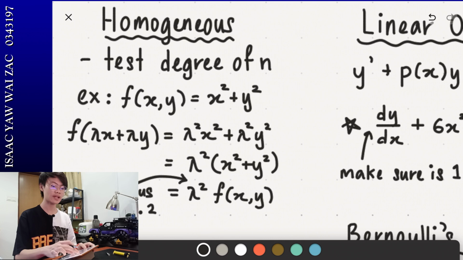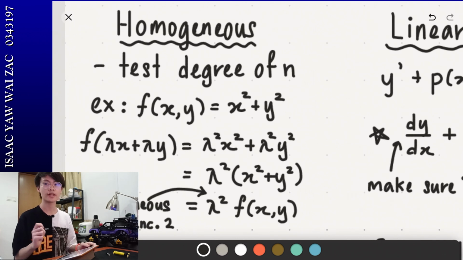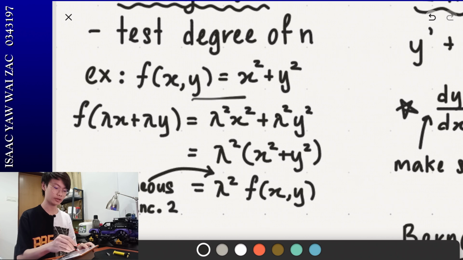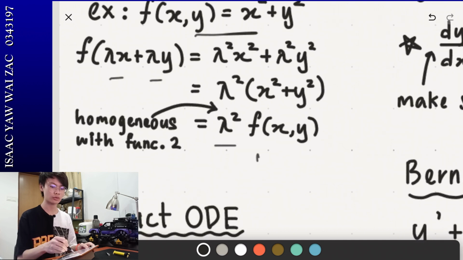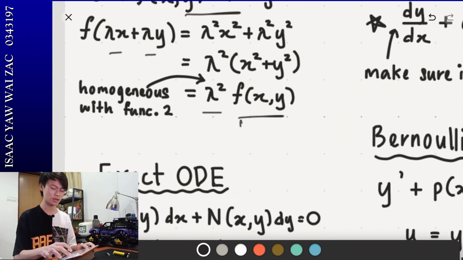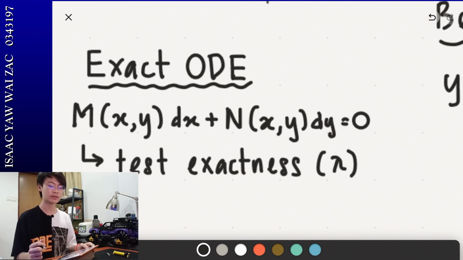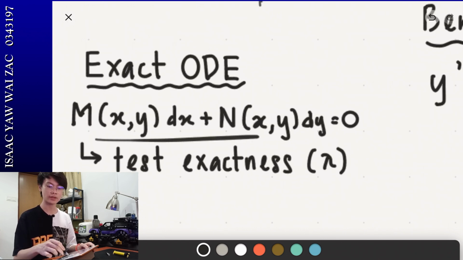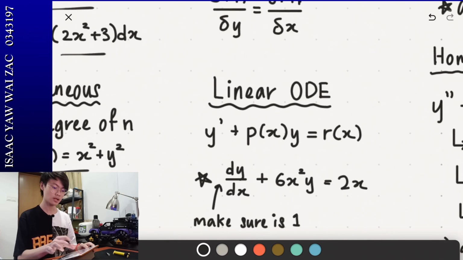Next one, to test the degree of n, to see whether it's a homogeneous ODE or not, we introduce this. For example, in this question, we introduce lambda, and once we solve it, we'll see whether it is homogeneous or not together with the function. In this case, we have a homogeneous equation with a function of 2 because of the power. And next, to test the exactness of an ODE, to see whether it's exact or not in this form, we test the exactness together with lambda once again.